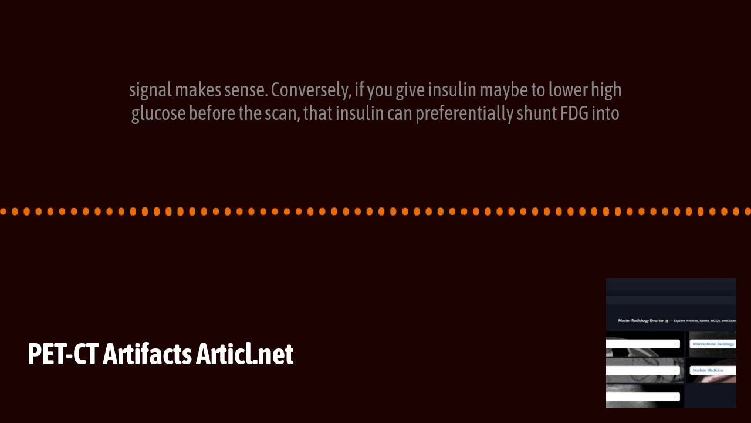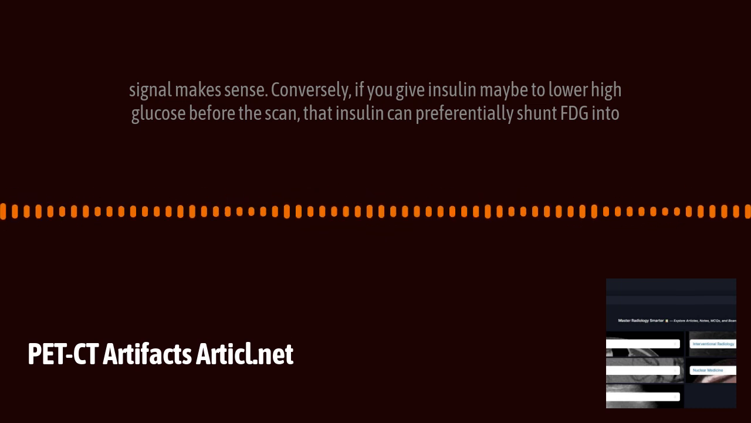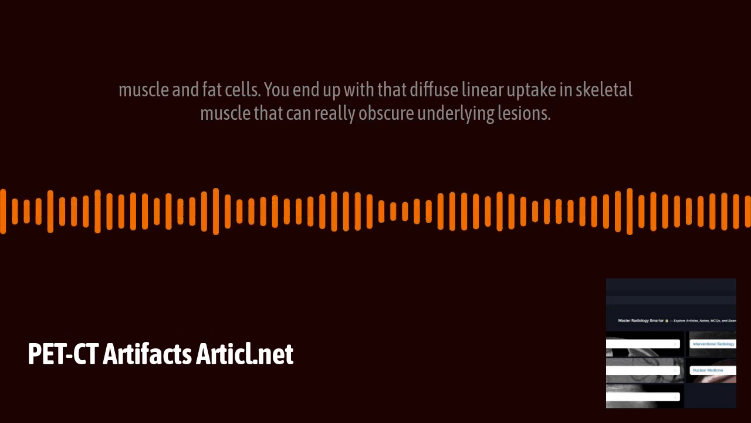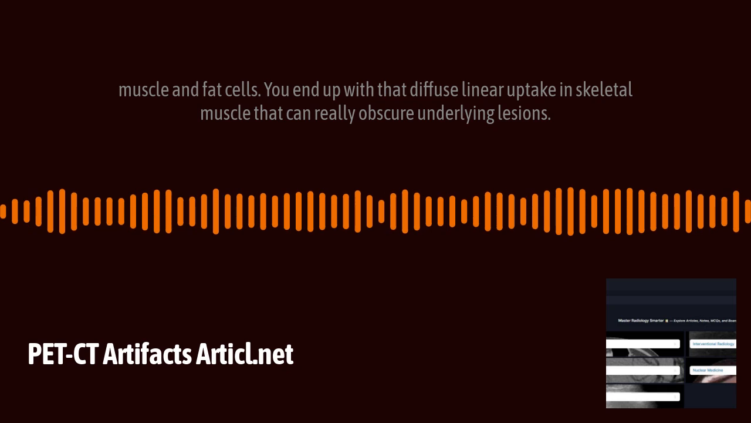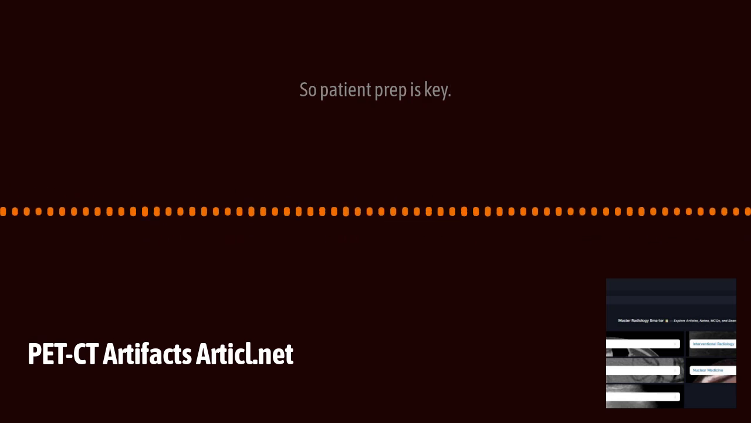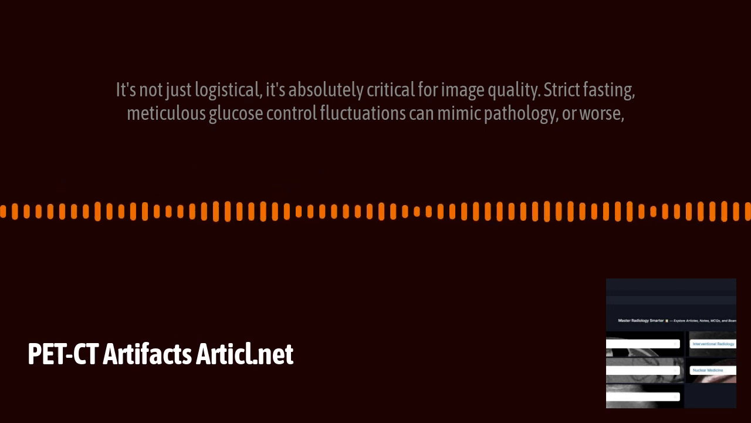Less signal. Makes sense. Conversely, if you give insulin, maybe to lower high glucose before the scan, that insulin can preferentially shunt FDG into muscle and fat cells. You end up with that diffuse linear uptake in skeletal muscle that can really obscure underlying lesions. So patient prep is key. It's not just logistical, it's absolutely critical for image quality. Strict fasting and meticulous glucose control, because fluctuations can mimic pathology or, worse, hide it.